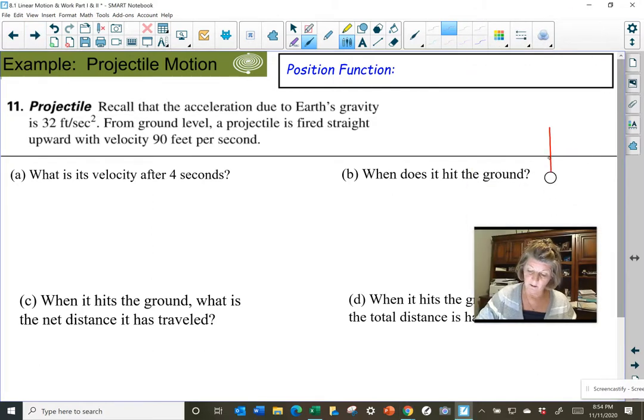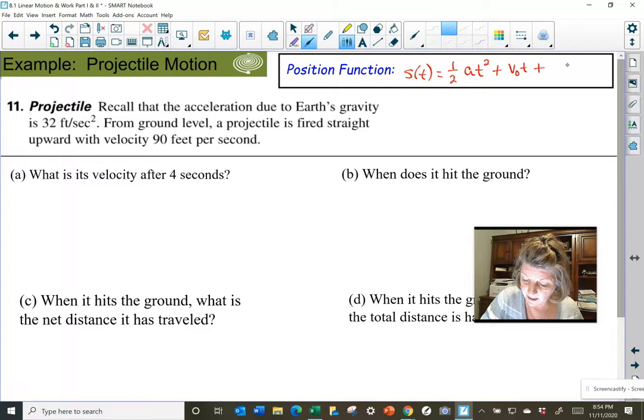So, early in AB, we learned a position function, and that position function looked like S of t equals 1/2 a t squared plus v naught t plus S naught. And that is a beginning position function. We could work our way up from acceleration and integrate and come up with that, but I'm just going to let you start from that position function.